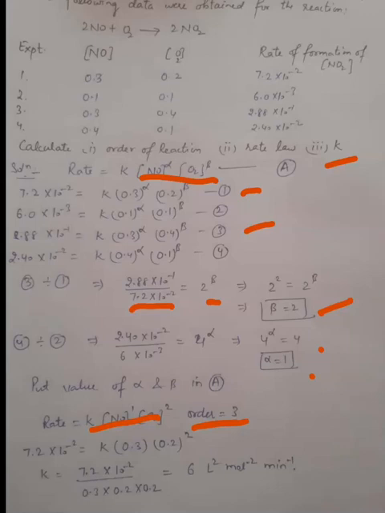I get k is equal to 7.2 into 10 to the power minus 2 divided by 0.3 into 0.2 into 0.2. By putting the value of alpha and beta in equation number 1, I get k is equal to 6 L squared mol minus 2 per minute. These are the methods for finding order of the reaction.